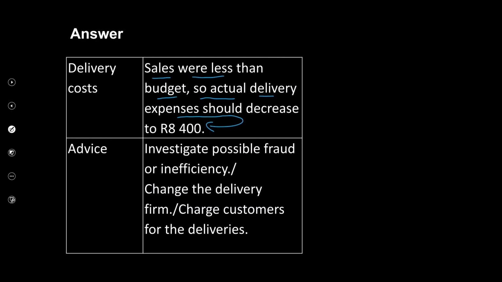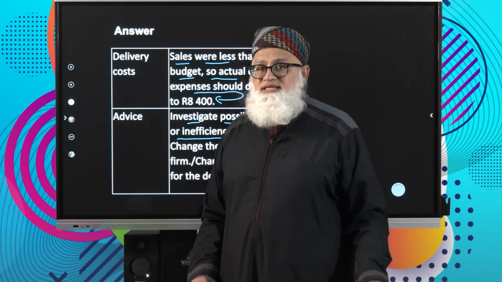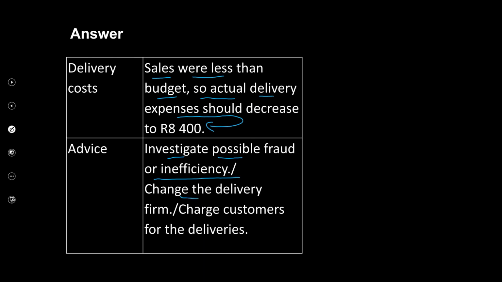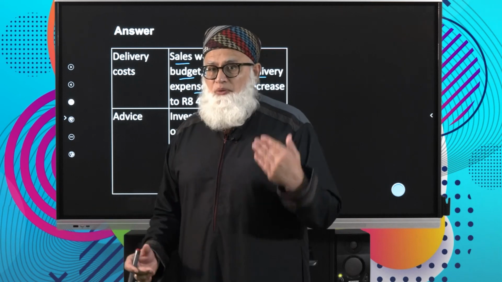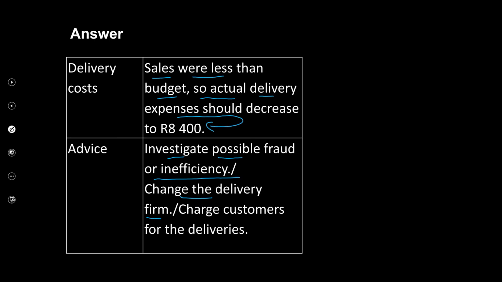What advice would we give? One, investigate the possible fraud or inefficiency. Right? There's a possibility that fraud is taking place, or we're being inefficient in planning our deliveries. Two, change the delivery firm. If you're using a particular firm to do your deliveries, definitely you can see that they need to be changed, or we need to investigate with them. Why is it that our delivery expenses are increasing when our sales are decreasing? Also, maybe start charging your customers for the deliveries, right?